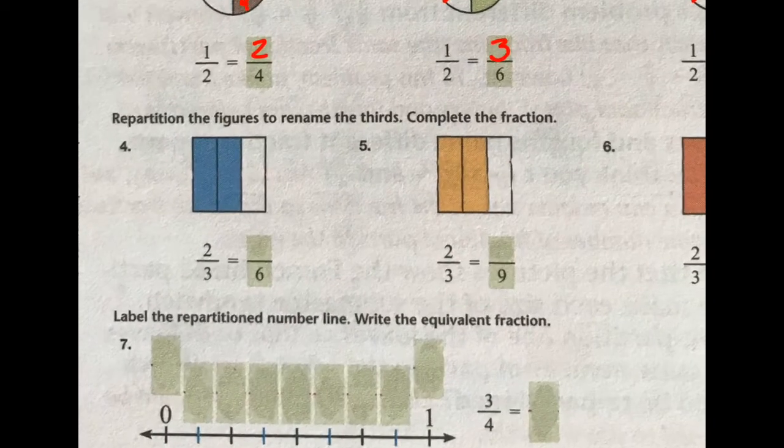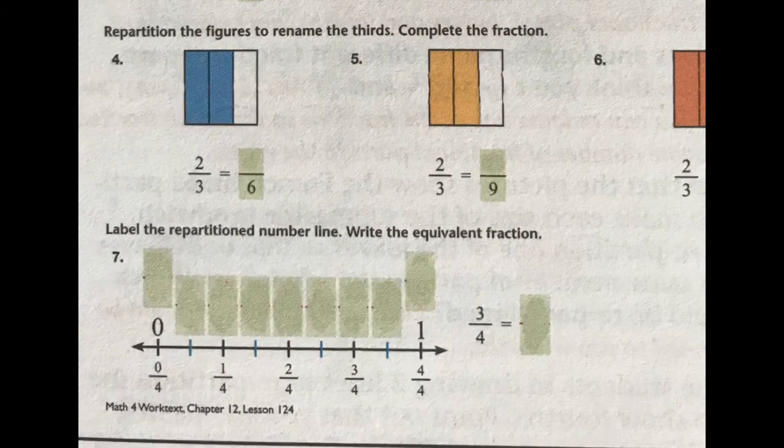It's not so bad, huh? Okay, now for number 4, we're going to repartition the figures to rename the thirds. So instead of halves, we're going to do thirds. Okay, so you can see it's in 1, 2, 3 thirds. Okay, so 2/3 is equal to how many 6ths? Well, we're going to need to cut that in half to make 6 sixths.